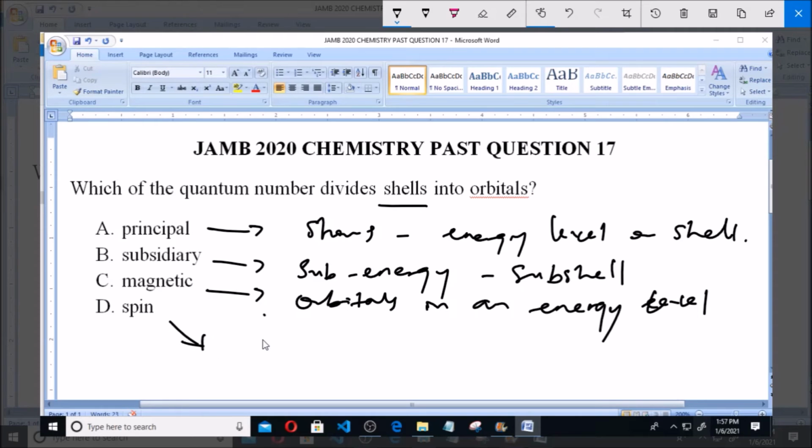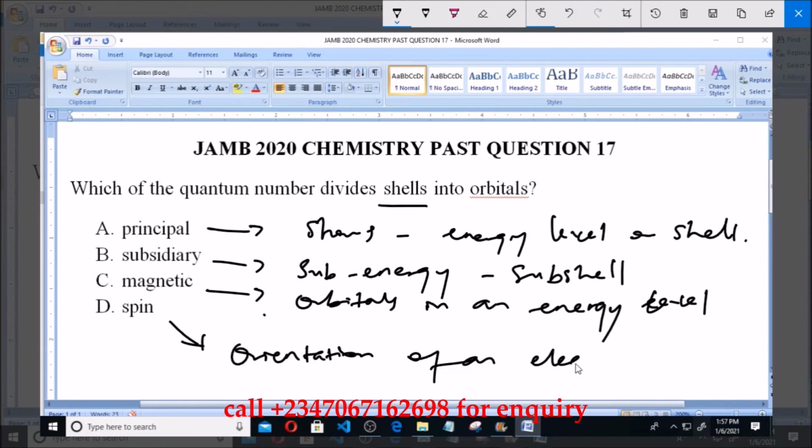Then the spin quantum number simply shows or describes the orientation of an electron in an orbital.